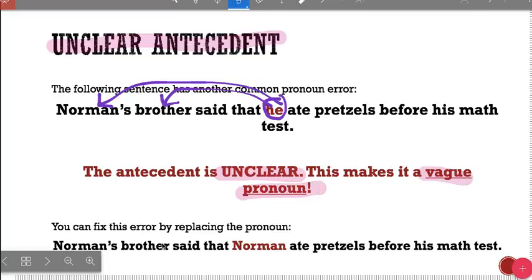We can fix this error by replacing the pronoun. So instead of saying he ate pretzels, now we could just say Norman's brother said that Norman ate pretzels before his math test. Or we could say Norman's brother said that Frank, his brother's name, ate pretzels before his math test. We're taking the pronoun completely out of the sentence and we're putting in the noun that it's actually talking about. So now it's clear that in this sentence, Norman's the one who ate the pretzels.